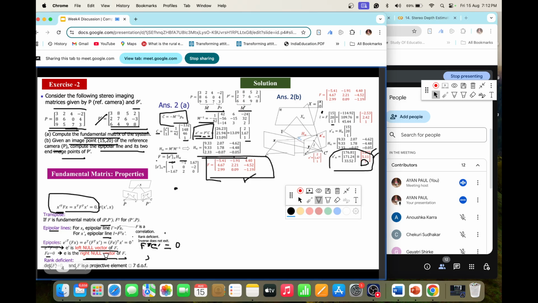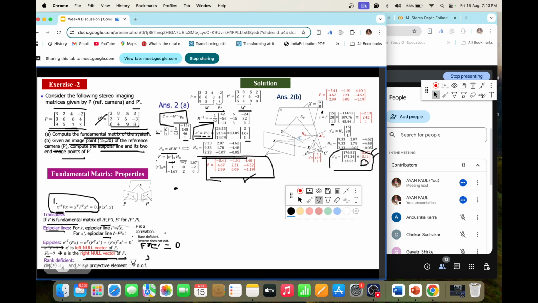Okay, so these are the properties. Again I am repeating: this is the first property. I don't think there is much use of this one. This is the second property: if F is the fundamental matrix of P dash, then F transpose is the fundamental matrix of P dash P. Then this is the third property, which is important: L dash equals F x and L equals F transpose into x dash. Similarly, this fourth property is again important: F transpose into e dash equals 0 and F into e equals 0. So this is regarding the epipole property.